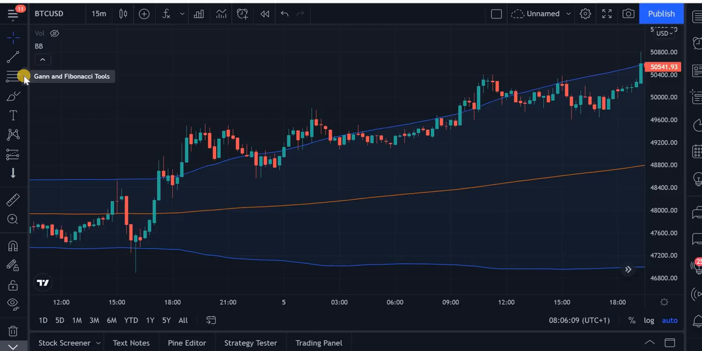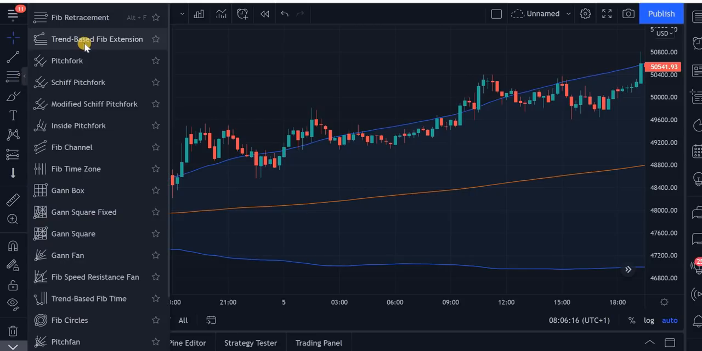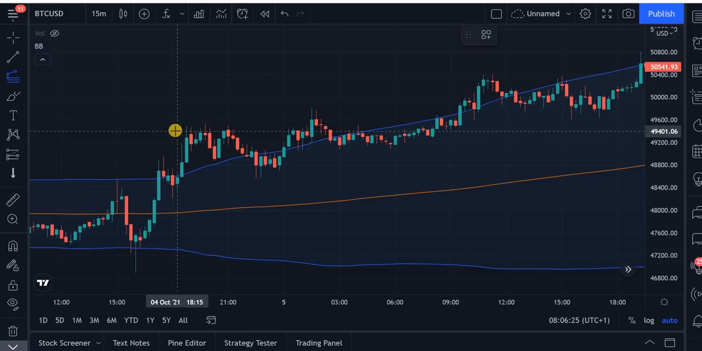You click on this where it says Gann and Fibonacci tools and select trend-based Fibonacci extension right here. How this works is that you would have to identify the change of trend and use it to plot a Fibonacci extension where you can identify various Fib levels, and this will be helpful to you when you want to take profits on your trades.